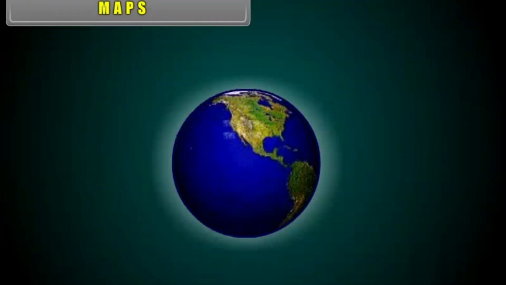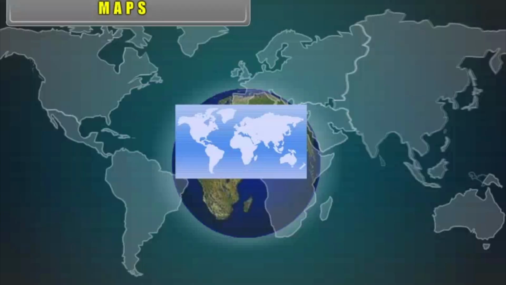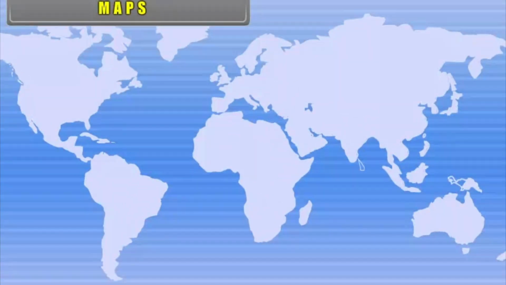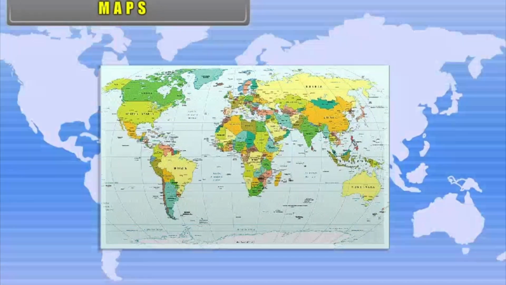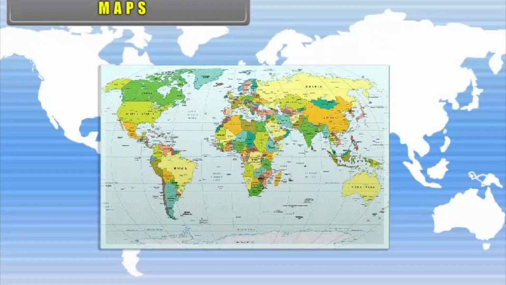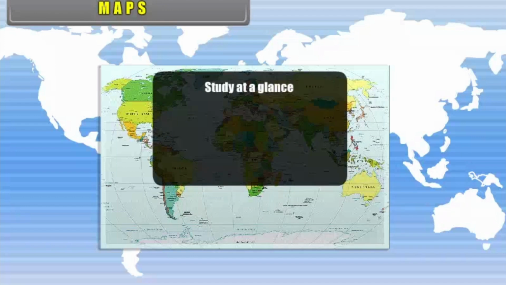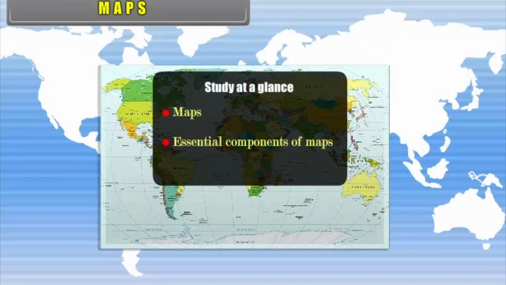Maps. The distribution of various phenomena or features on the Earth are usually represented on maps which show the whole world or a part of it. Study at a glance. Maps. Essential components of maps. Plan.